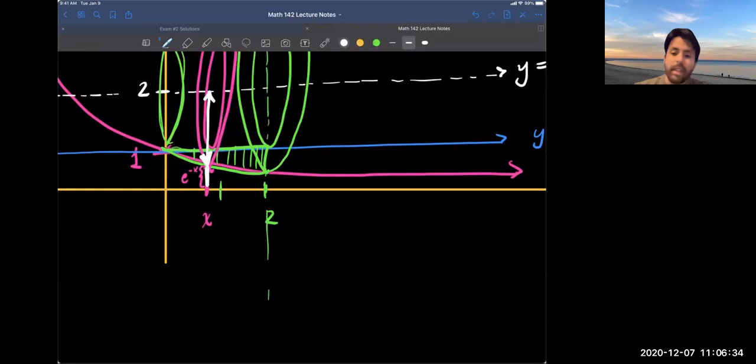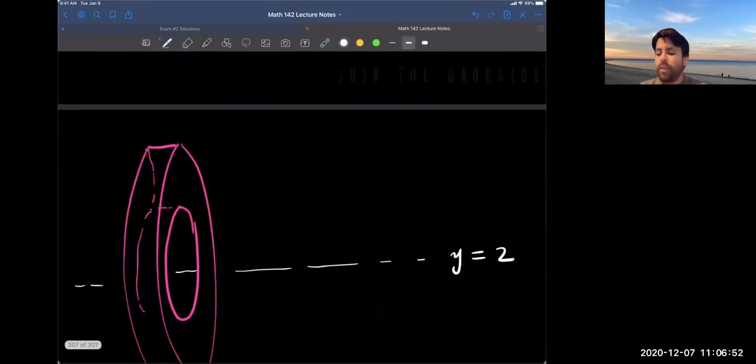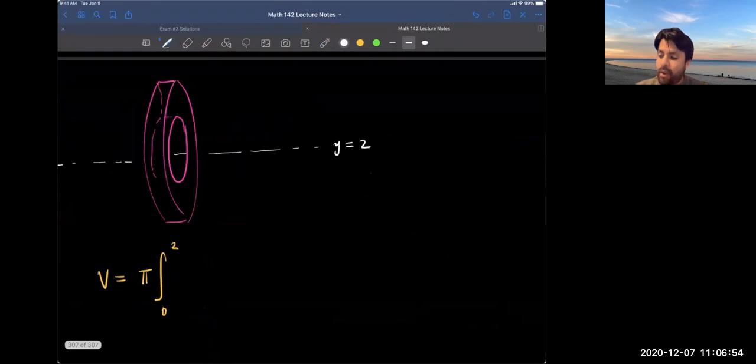Well, if this piece here is e to the negative x, and this entire distance here is 2, obviously it's 2, and this piece is e to the negative x, then this whole piece right here should be 2 minus e to the negative x. So therefore, the outer radius, or the bigger radius, is 2 minus e to the negative x. So this would be 2 minus e to the negative x, parentheses squared.